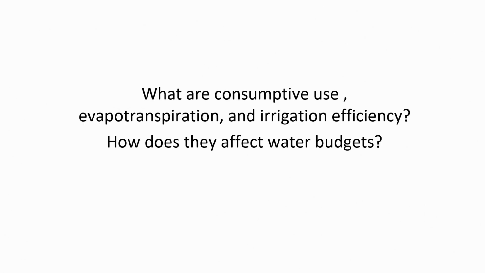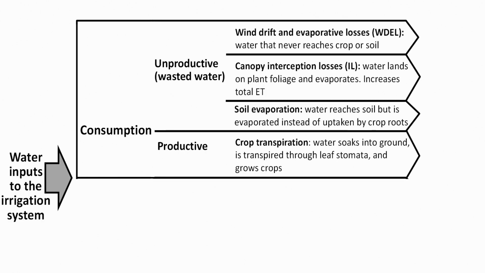I'll start here with a little bit of background on what is consumptive use, what is ET, and how that relates to irrigation efficiency and water budgets. When water goes into the irrigation system, it can end up in multiple places, right? A lot of it ends up as consumptive use. We can further separate that into productive uses and unproductive uses. Productive use means the crop has actively used that water and it's grown and it's producing food, it's producing forage, it's doing good stuff, right? And then we have wasted water that's really not accomplishing much.